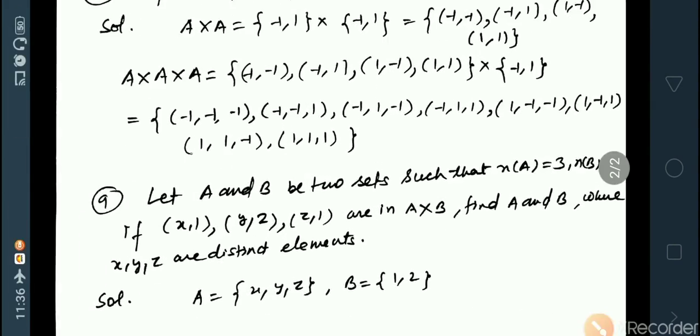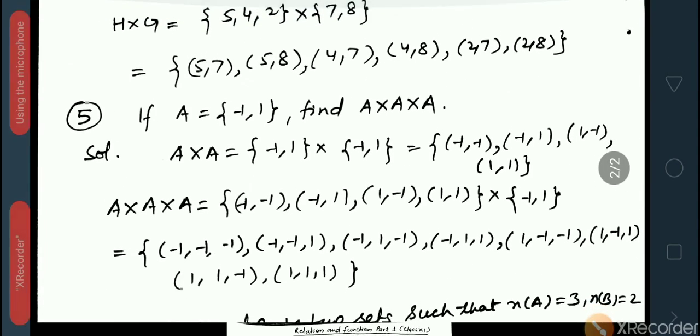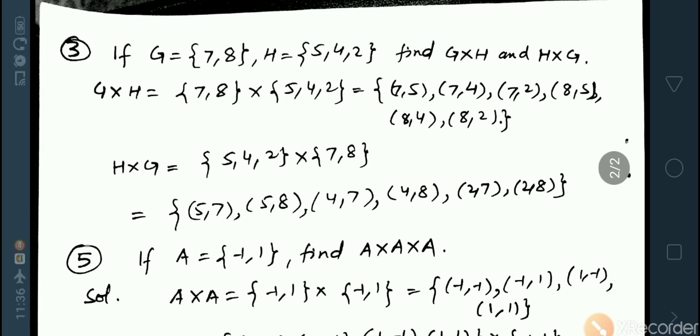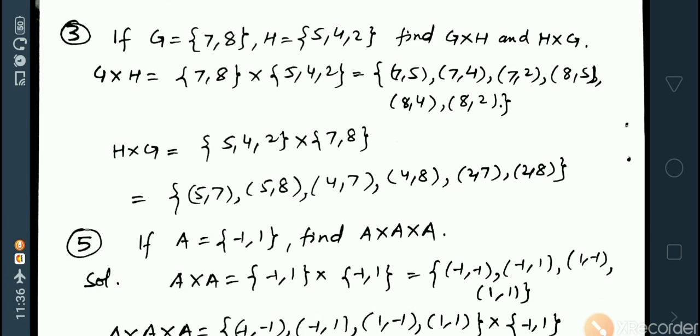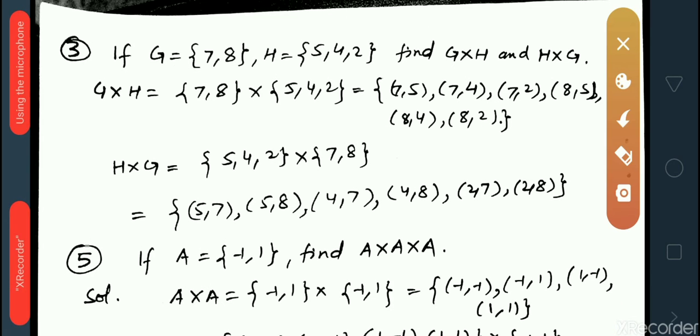Now take another question, that is question number 3 of your NCERT book. Here G is equal to {7, 8}, H is equal to {5, 4, 2}. Find G cross H and H cross G. G cross H is equal to {7, 8} cross {5, 4, 2}. After finding their Cartesian product, we get this one, and in case 2, H cross G is equal to this one. I think you understood this.